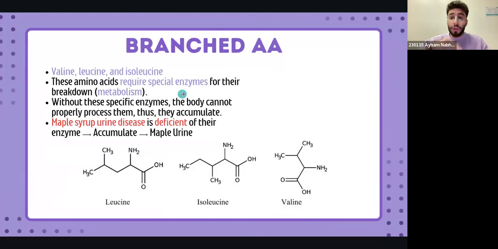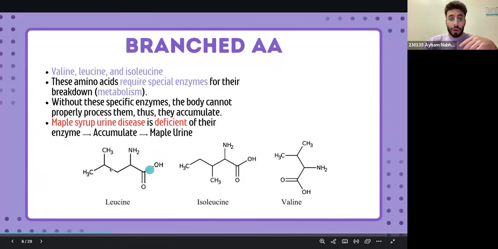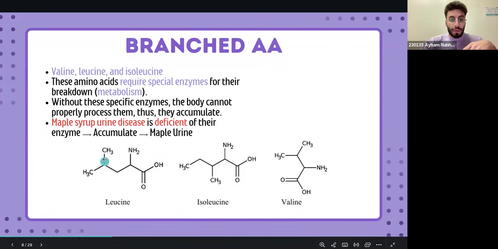Let's go now into the other group of amino acids, which is the branched amino acids. What does branched mean? Branched means it has many divisions along the axis. As you can see here, we have three branched amino acids: leucine, isoleucine, and valine. You can see along the axis we have branches. This is the first one, second one, third one, fourth one.